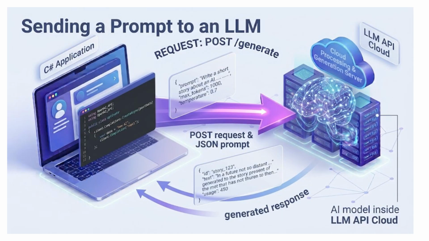The server receives the request and passes the prompt to the AI model for processing. The model analyzes the prompt and generates an appropriate response. That generated response is then returned through the API, back to our C# application. So the basic flow is simple. C# application, POST request, JSON prompt, LLM API, AI model, and generated response. This is the basic communication pattern we will use when building LLM applications with C# and .NET.